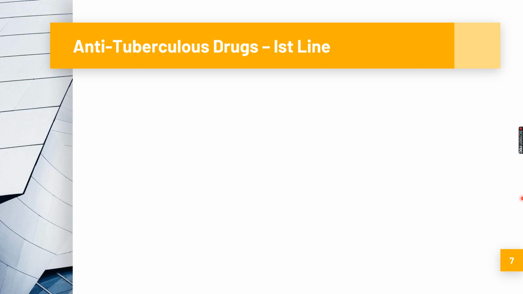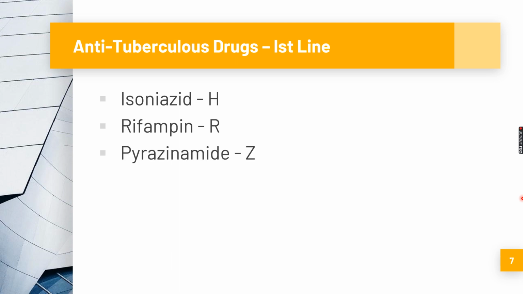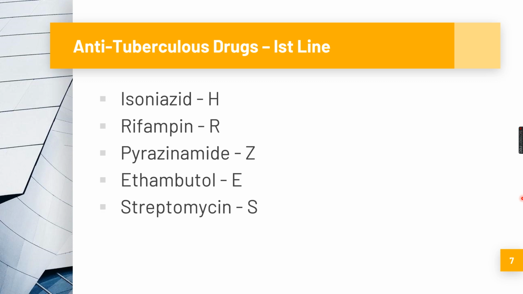Just remember this slide. At the end of this class, at least you should be able to answer this slide. First line anti-tuberculosis drugs: Isoniazid, abbreviated as H. Rifampin, abbreviated as R. Pyrazinamide, abbreviated as Z. Ethambutol, abbreviated as E, and streptomycin, abbreviated as S. So HRZES: isoniazid, rifampin, pyrazinamide, ethambutol, and streptomycin.